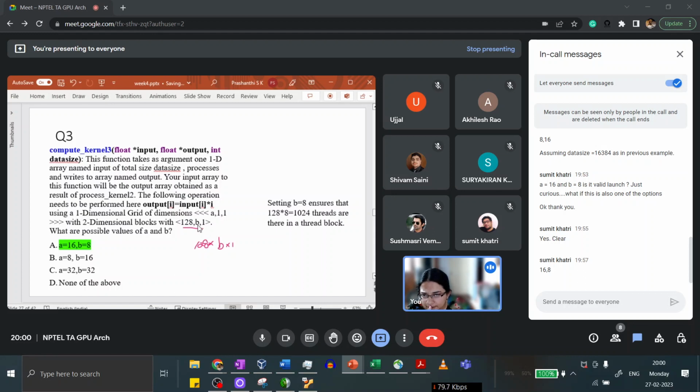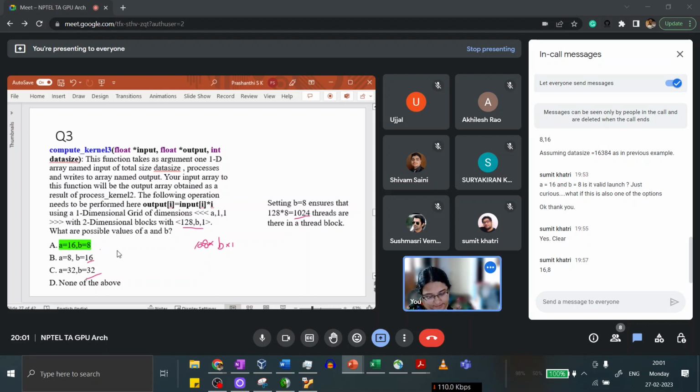If you try out 128 into 8 into 1, you get 1024. Obviously, if you try out 16 and 32, it will be greater than 1024, so that's not valid, right? And again, here it's like a short circuit. The moment you see b equal to 8, you know there is only one option with b equal to 8, so you pick that. This might be useful when you're solving MCQs for timed exams, right?